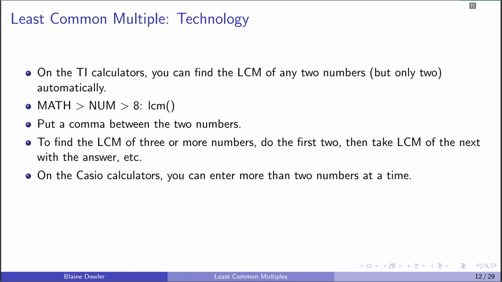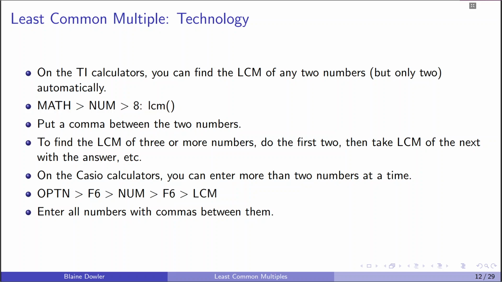On the Casios, you can enter more than 2 numbers at a time. So if you have 5 numbers, just put 4 commas between the 5 numbers. So that's option, F6 number, F6 to go to the next page of results and pick your LCM. You, again, enter all the numbers with commas between them.